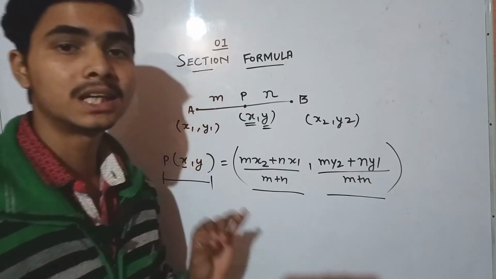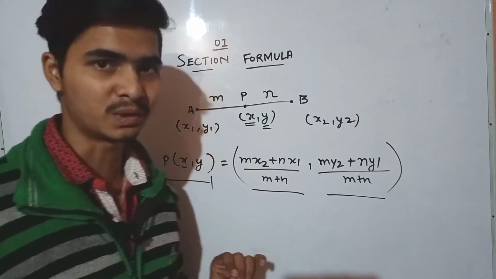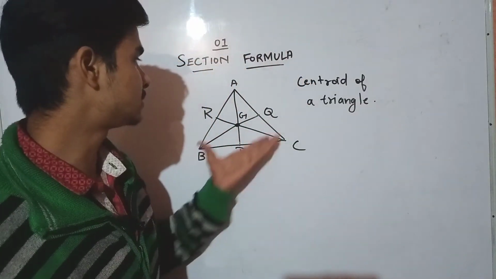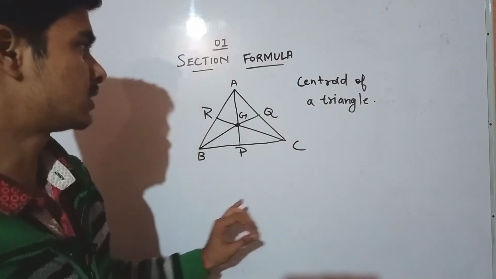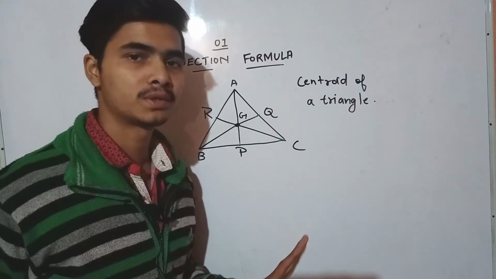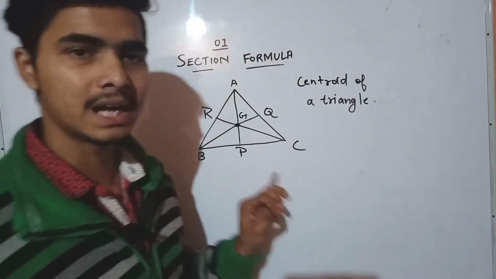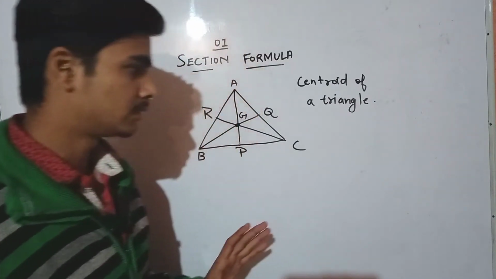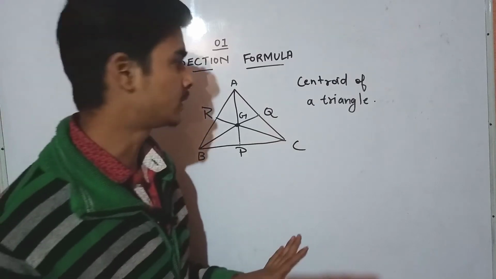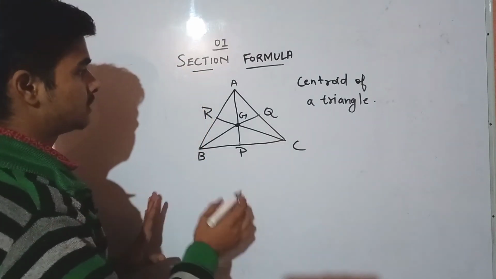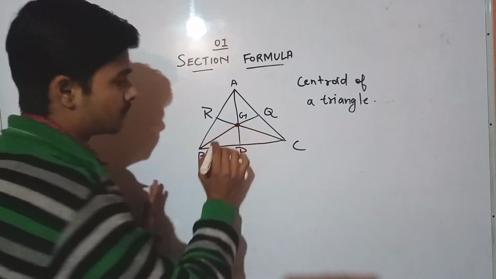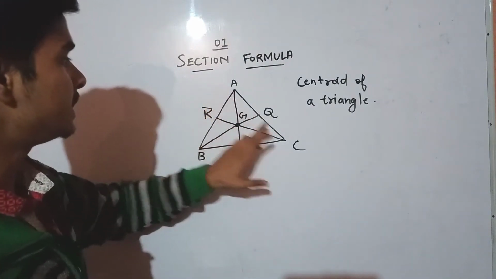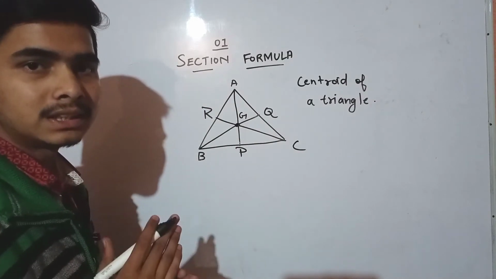Now let us have a look at one more important thing. If you look carefully in your book, you will find this also in your book. This is the centroid of a triangle. Now before I give you the formula for the centroid of the triangle, let me explain something. First of all, what is a centroid? Centroid is nothing but a point. What point? Where all the medians of the triangle intersect.